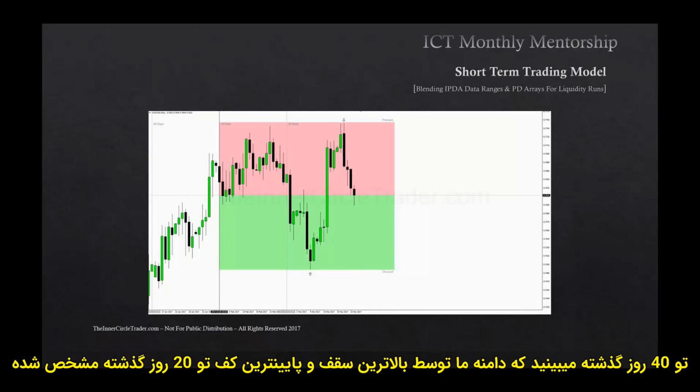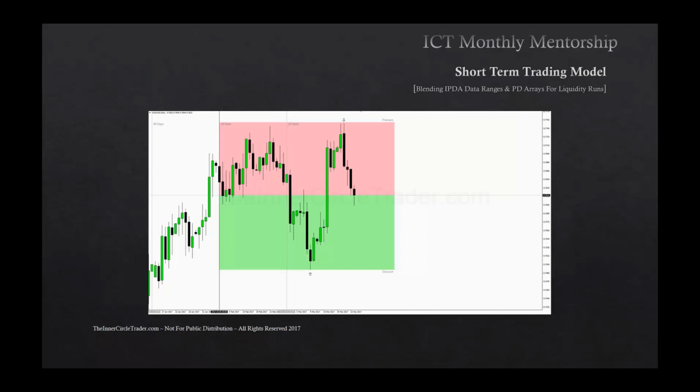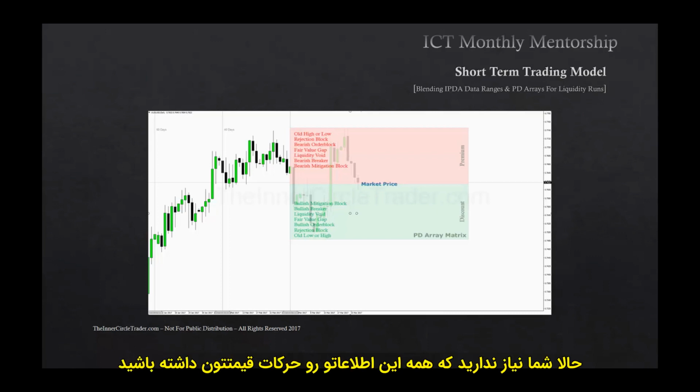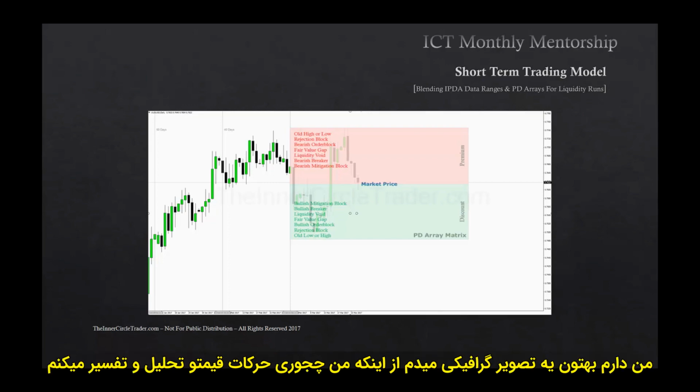The last 40 trading days, you can see the range is defined by the highest high and the lowest low in the last 20 trading days. So when we look in the last 20 trading days, we think in terms of the PD array matrix. Now what I've done here is I've overlaid the actual matrix. You don't need to have this much information or try to have this in your price action, but I'm giving you a graphic depiction of how I internalize and interpret price action.